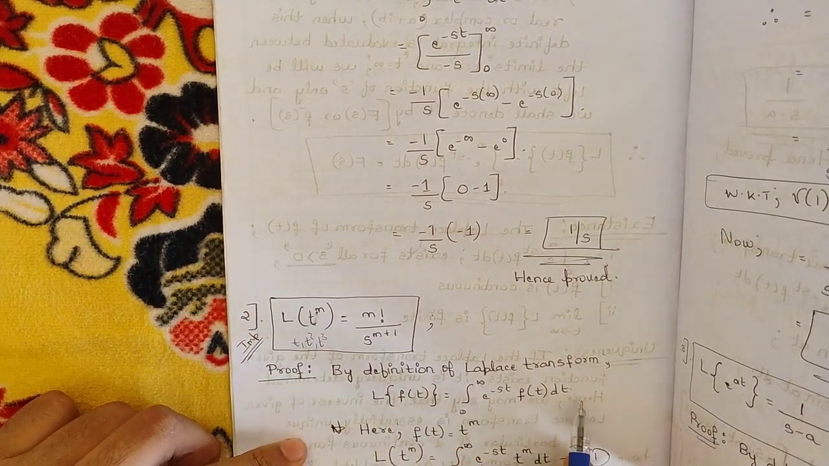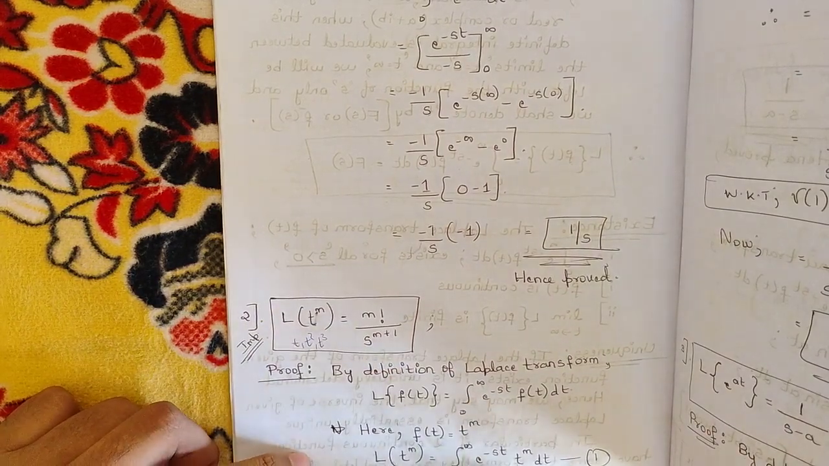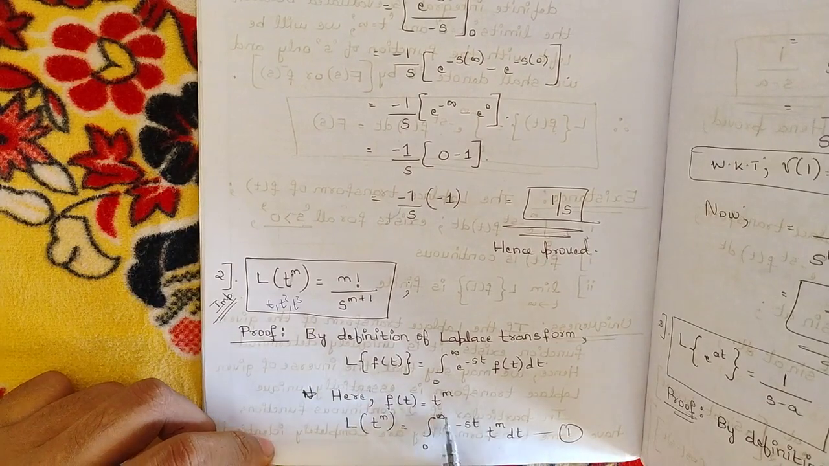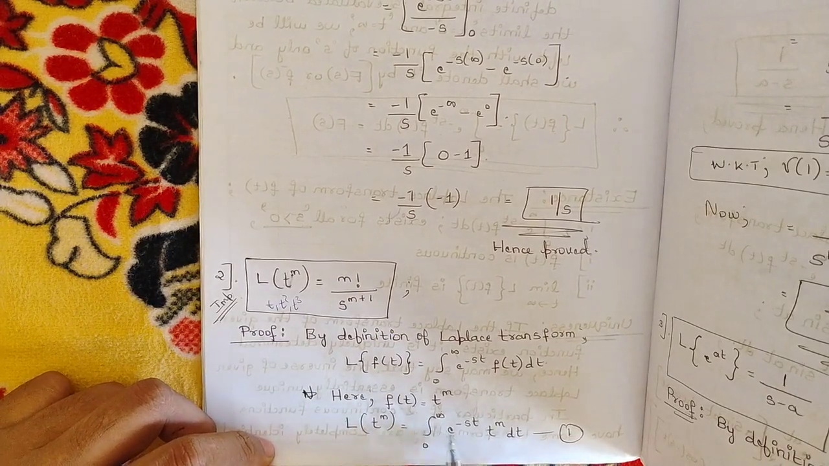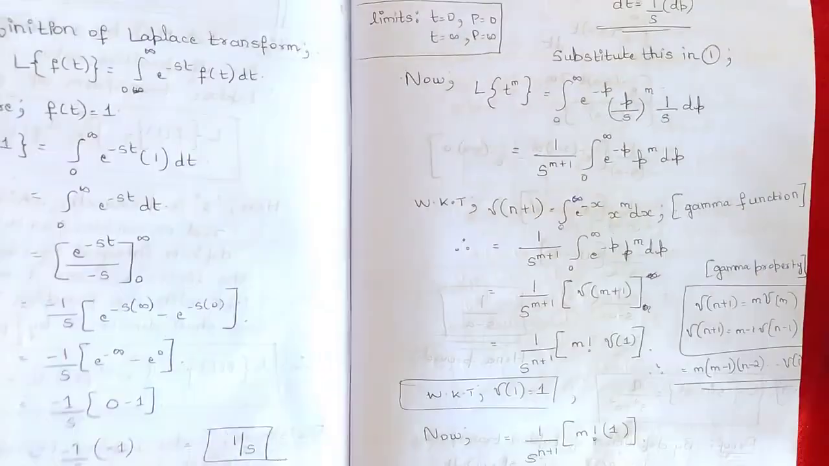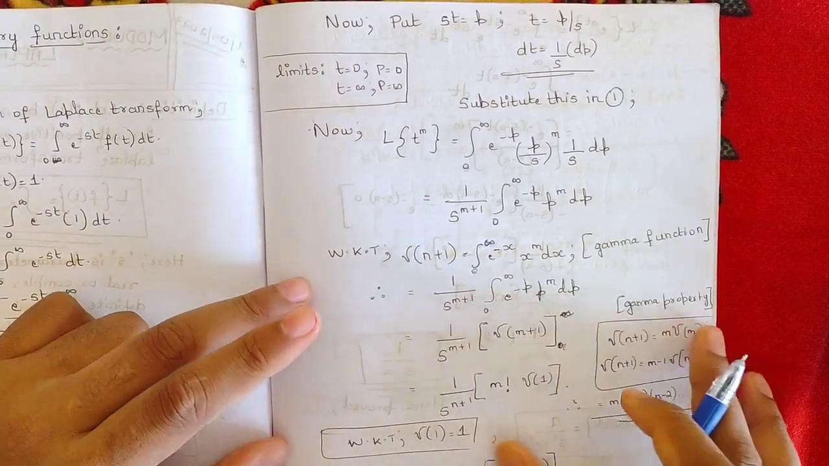Again, by definition of Laplace transform, in place of f of t we have t to the power n, so substitute that. Here I have substituted it: L of t to the power n is equal to integration from 0 to infinity e to the power minus st, t power n dt. Name it as equation 1. Now do some substitution.